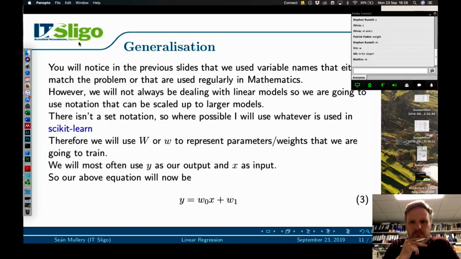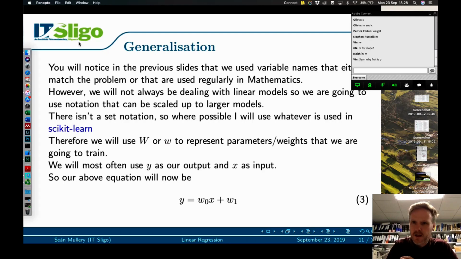So this is where I'm going to change over to new variable names, simply because we want to make this a little bit more general. But what you're going to see is that there are no real set in stone variable names that you use for these things.